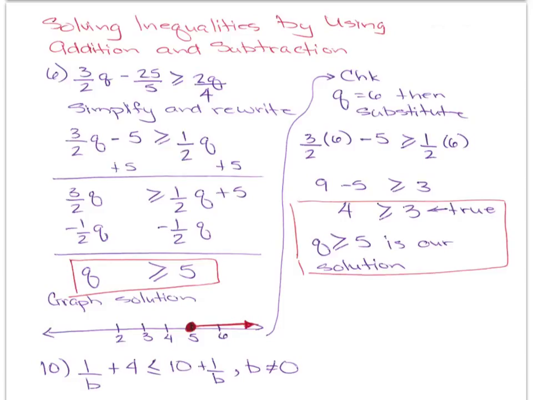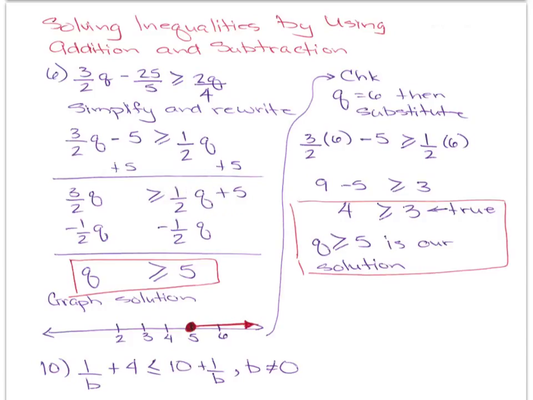So rather than have 2q over 4, we can just write it as 1 over 2q. So now from this point right here, we need to isolate our q. The first thing I did was to add 5 to both sides to get rid of that negative 5 on the left hand side. Now we have 3 over 2q is greater than or equal to 1/2 q plus 5.